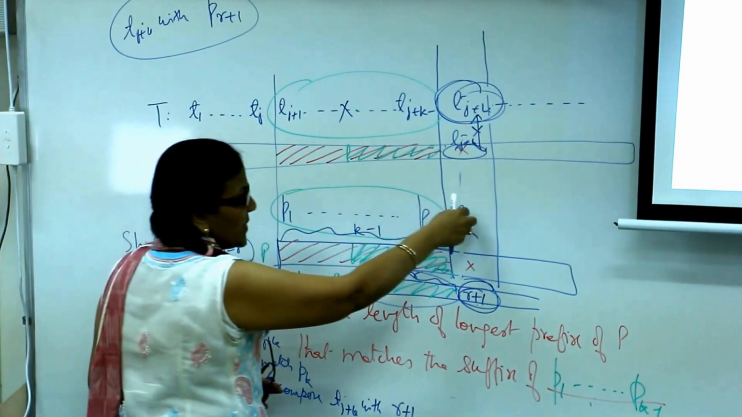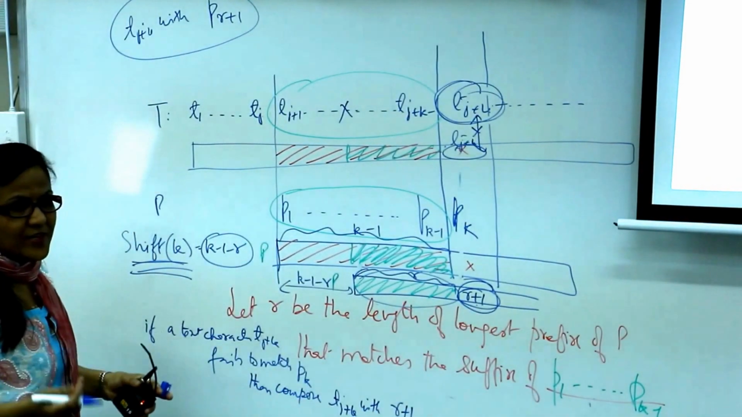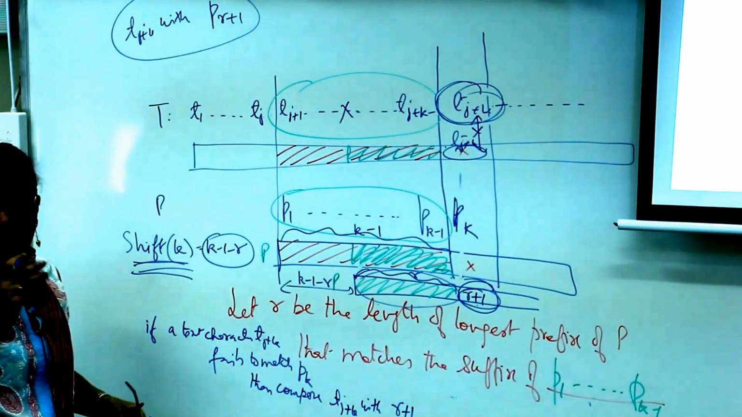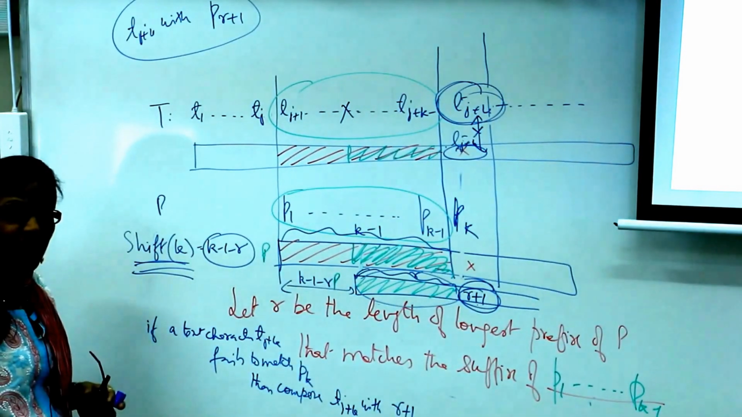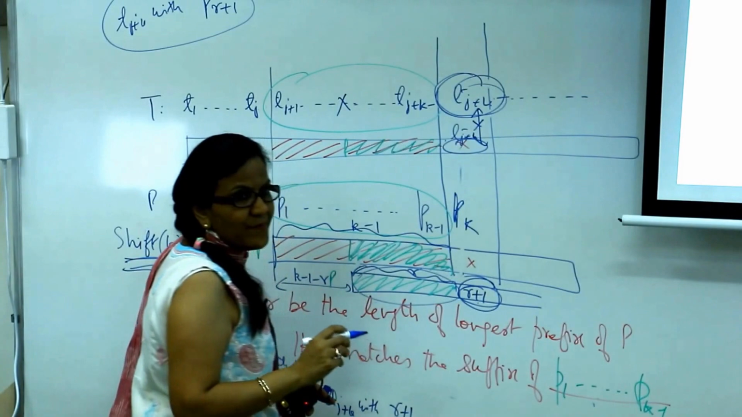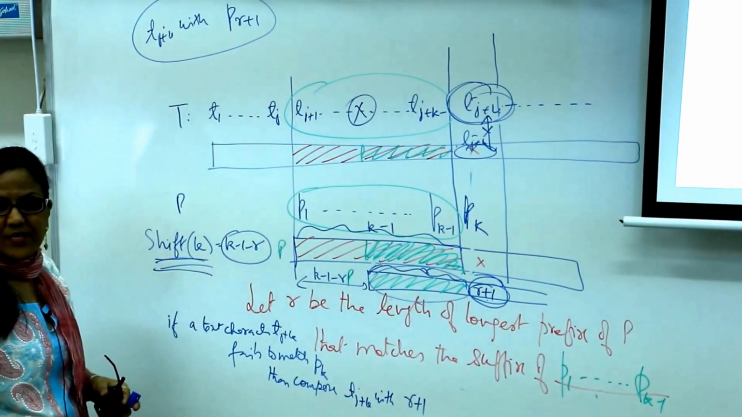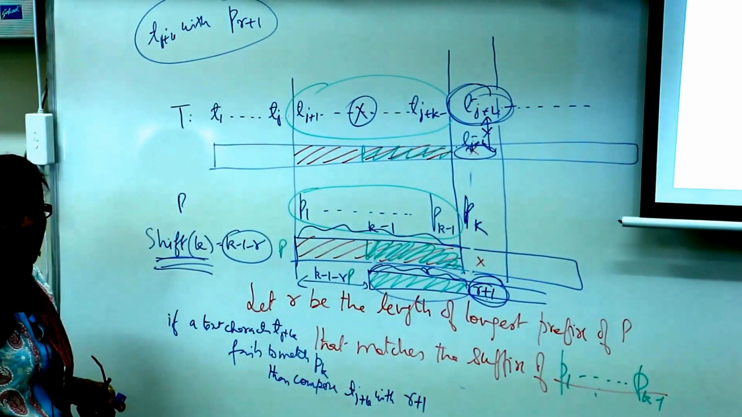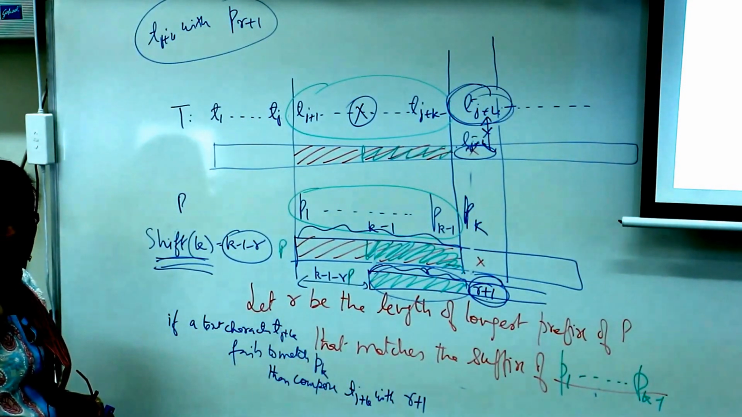Earlier it was compared with Pk, now it will be compared with P of R plus 1. And again a failure occurs, it may have to go back, and again a mismatch occurs, it may have to go back further, and so on. So one character can participate in more than one mismatch, but no character participates in more than one match. As soon as a match is found at a text character, we move forward and never come back. Okay?